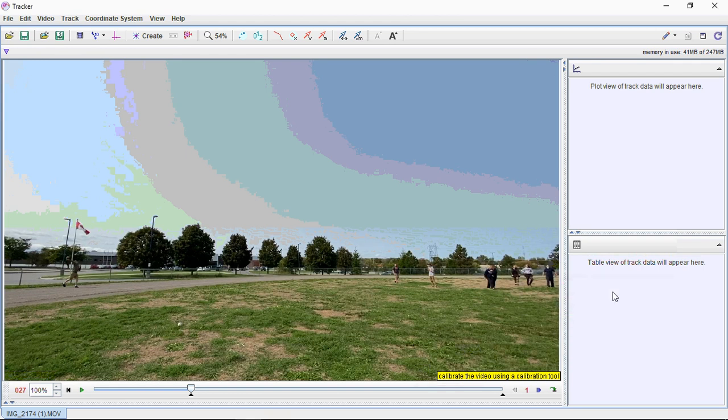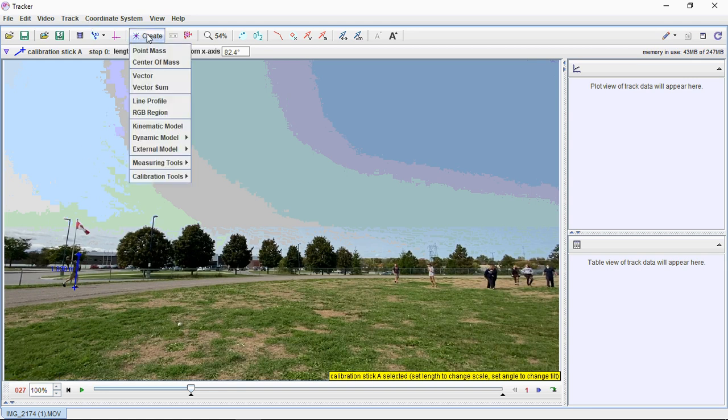Okay, so we're going to do video analysis of a football thrown by a student using Tracker. Now it's important to know the student's height so that things can be calibrated. So we're going to make a calibration stick, and we're going to put it from the bottom to the top of the student, who is 1.83 meters tall, which makes him 6 feet tall.